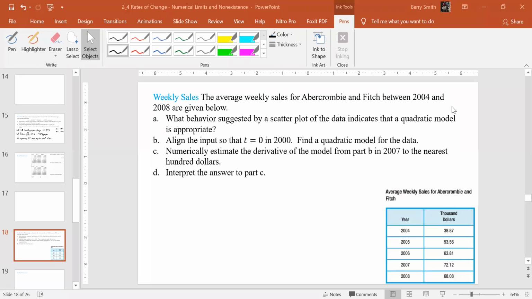All right, so we're back and we're looking at weekly sales now. The average weekly sales for Abercrombie and Fitch between 2004 and 2008 are given below, and so we have these values here. What behavior suggested by a scatter plotted data indicates that a quadratic model is appropriate?